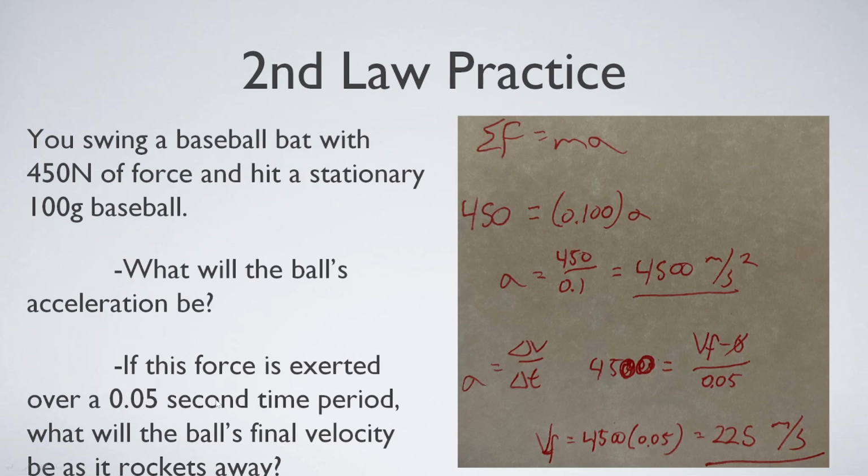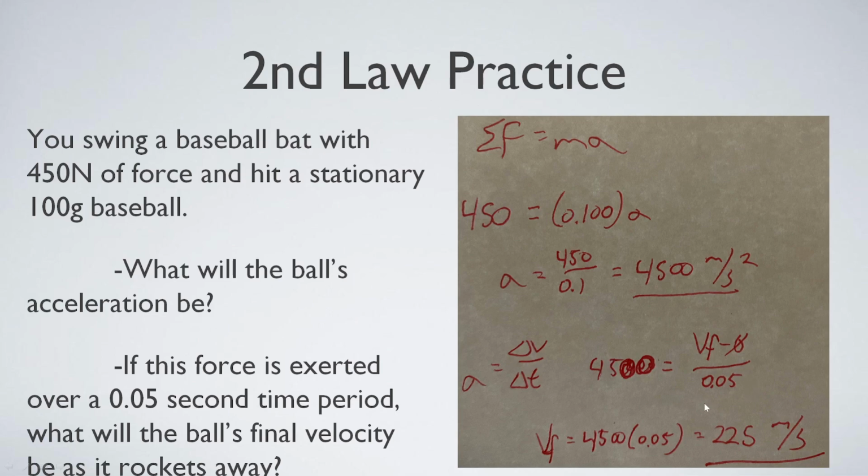And the bat hitting the ball does count as a collision. It does count as a crash. And so to find the ball's final velocity, I'm going to recommend using formula number 2, the acceleration formula. We're going to take the acceleration we just found, the 4,500. We're going to solve for the final velocity of the ball, assuming it starts at rest. And for time, we plug in 0.05.